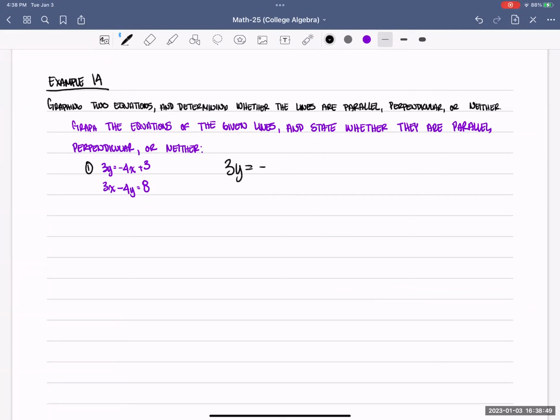3y is equal to negative 4x plus 3. The only thing we have to do here is divide both sides by 3 to get y by itself. So divide both sides by 3. We end up with y is equal to negative 4 over 3 x, which doesn't simplify, plus 3 divided by 3 is 1. That's equation 1.